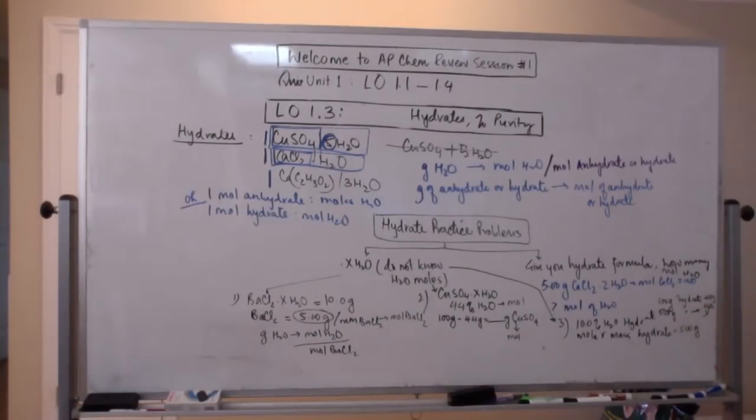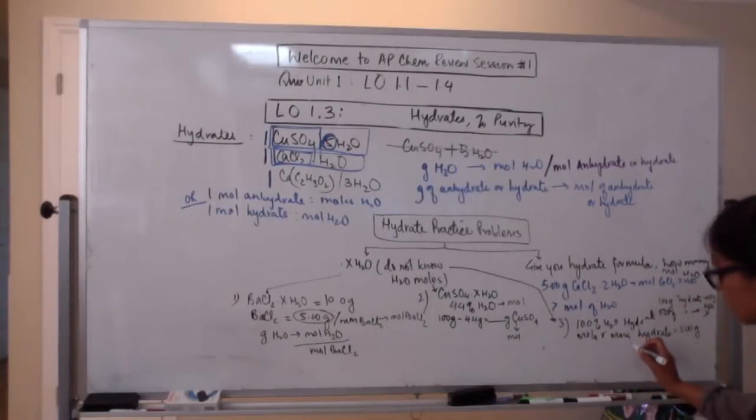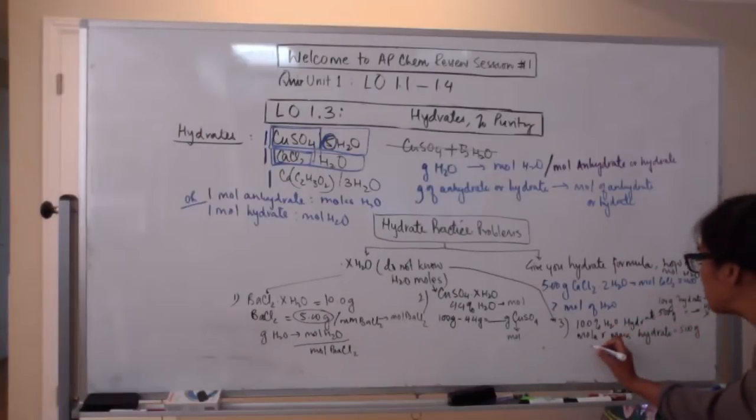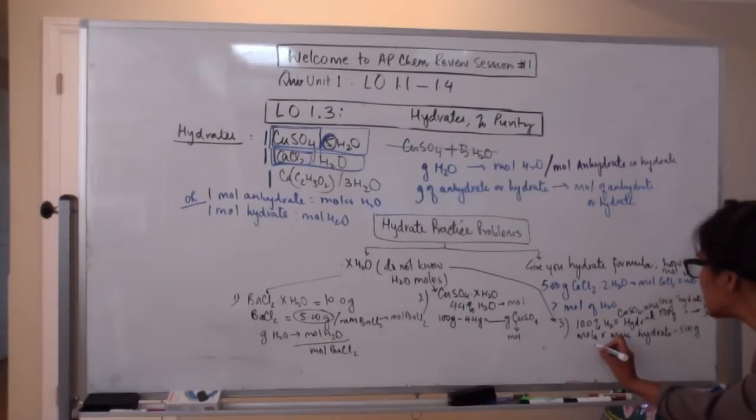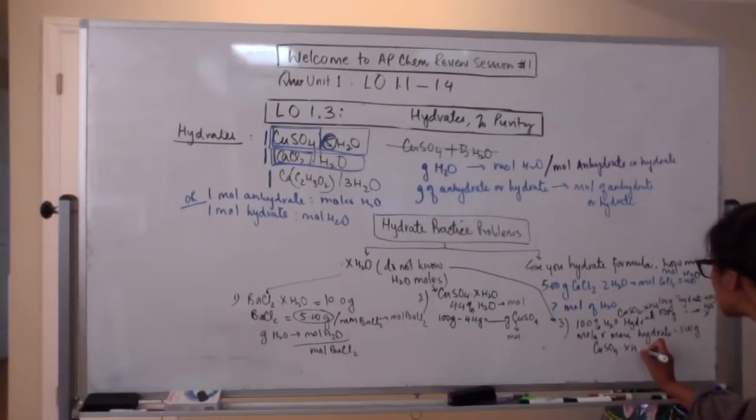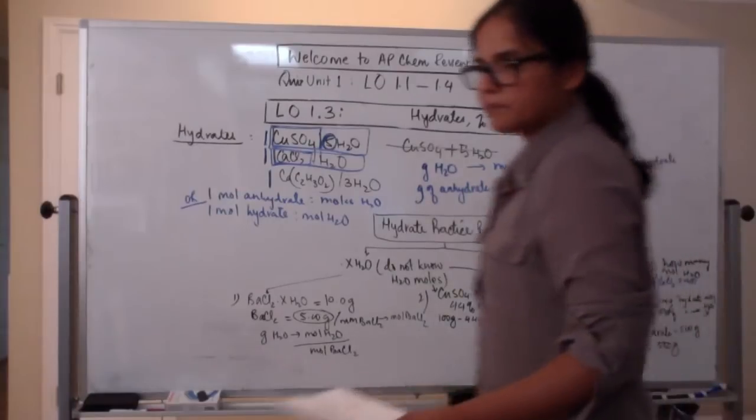You change it to moles, and then you can write, they will have to give you the formula of what hydrate they're talking about. Let's say they said CuSO4.xH2O. So then molar mass means 1 mole of CuSO4.xH2O is 500 grams. And then you know the masses of each. From this ratio, you can calculate the mole ratio from there.